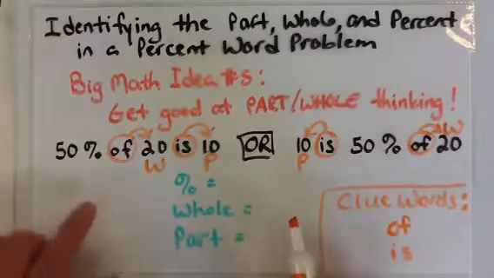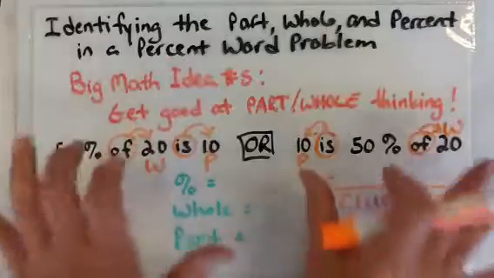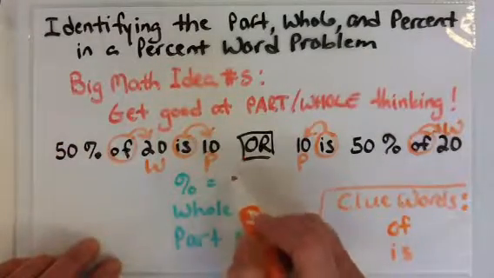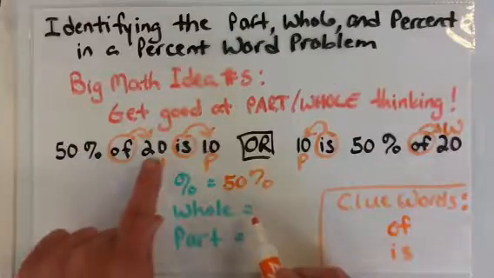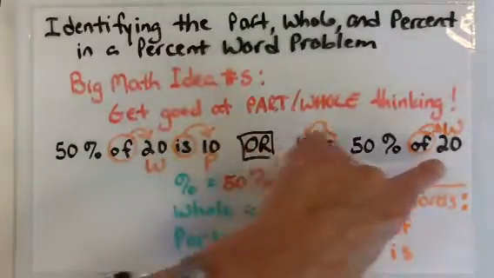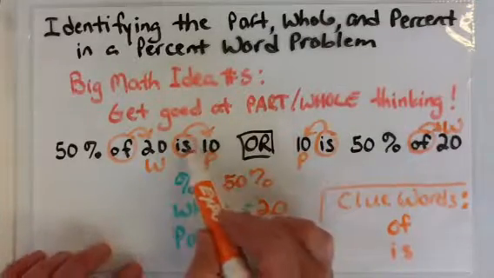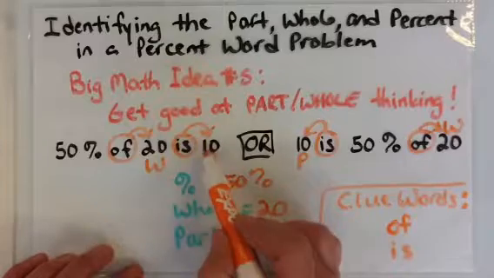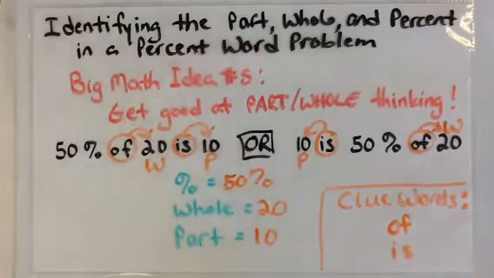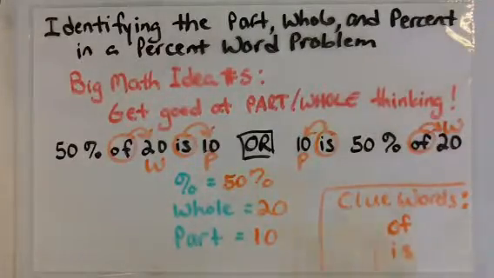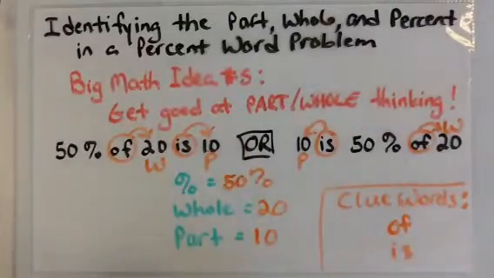Okay, so in this statement, and this one, both of them, because they both mean the same thing, the percent, of course, is 50%. The whole is the number that comes after the of in both statements. That's the 20. And the part is the number that is next to the word is, either right after it or right in front of it. And that's the number 10. Okay. So make sure that you got all of this in your notes. Write everything down.